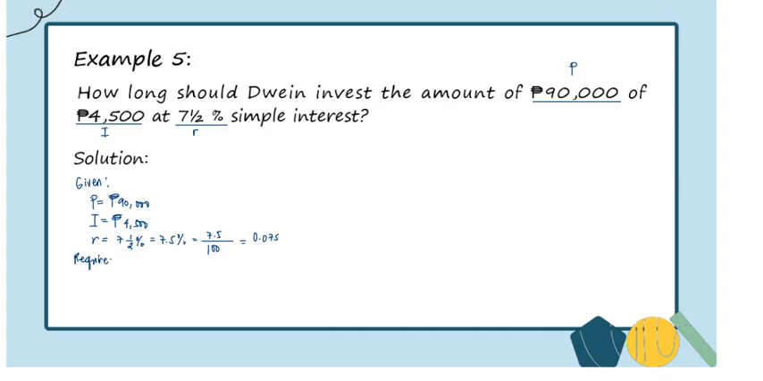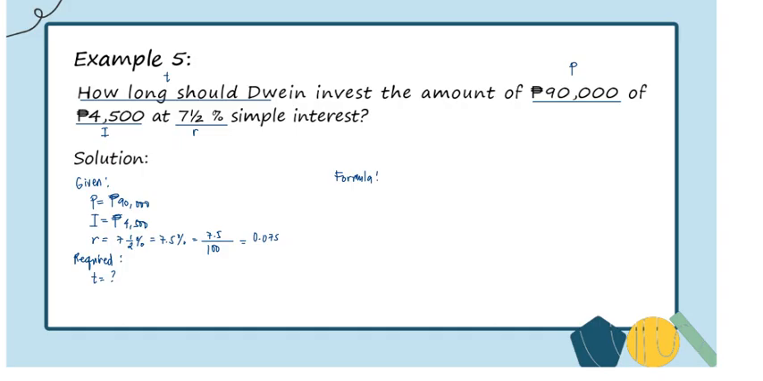So, ano yung required sa problem? Yung required is going to be how long should Dwayne invest this money? So being how long, of course, that's going to be time. So, time is the missing value on this problem. And then, of course, we are going to move on now to our formula. So, ano yung proper formula that we could use for this problem?